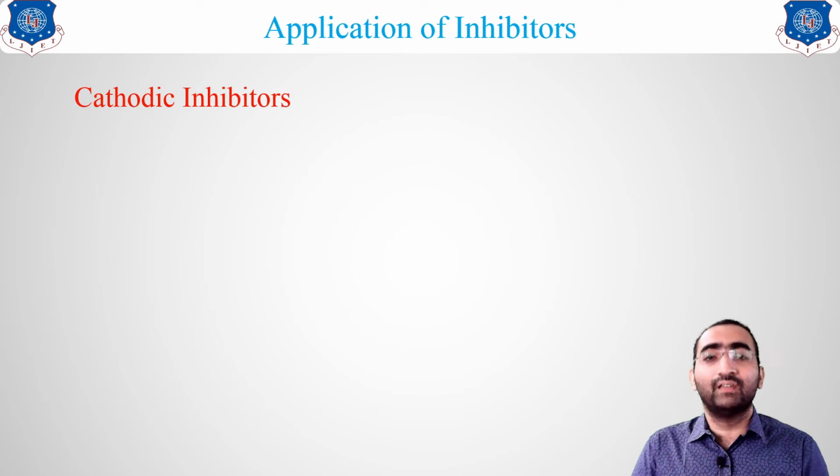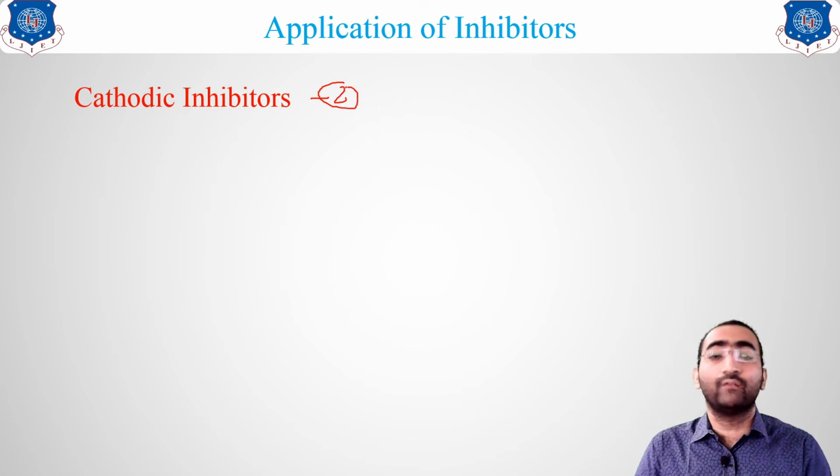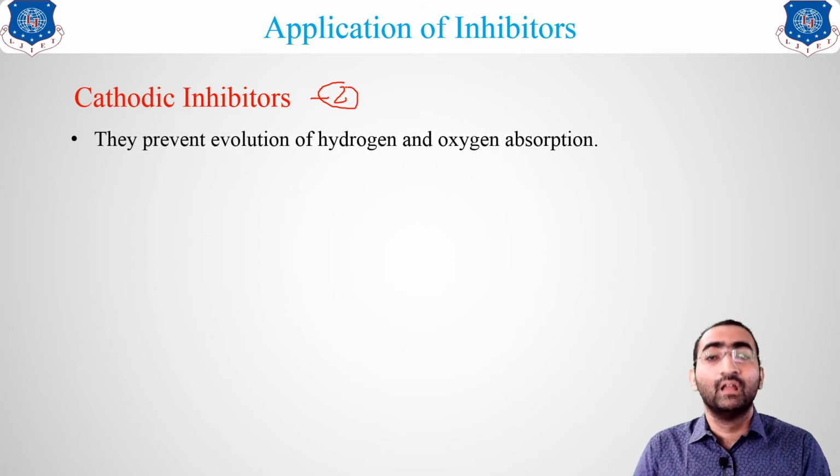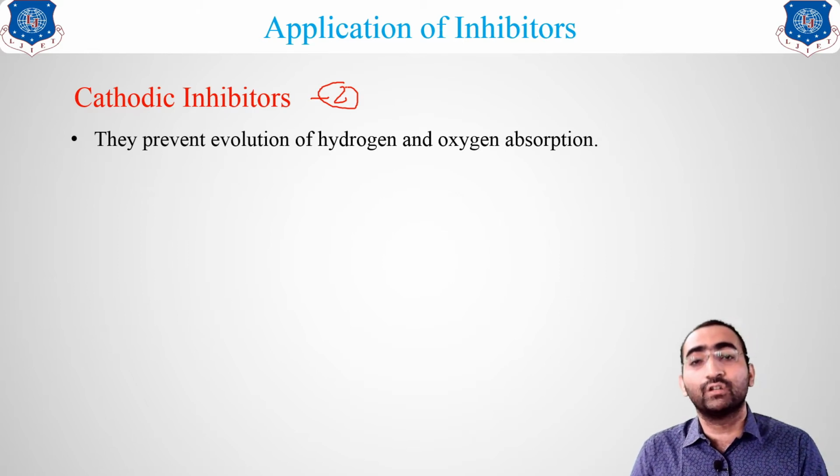Clear? Next thing, that is our second one. If you go for the second one, that is known as cathodic inhibitors. What have we discussed? We have discussed our anodic inhibitors. Now we will go for the cathodic inhibitors. They prevent the evolution of hydrogen. What will they do? They will not allow the hydrogen to form.